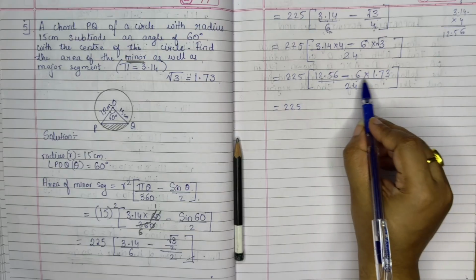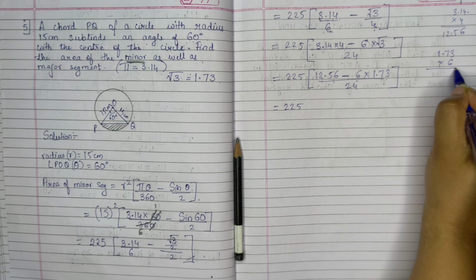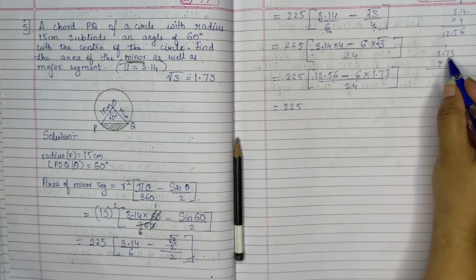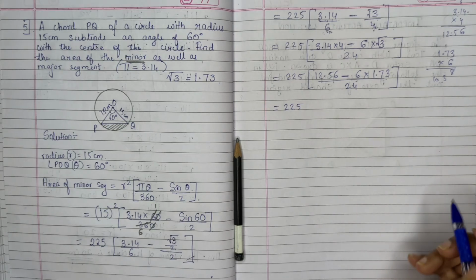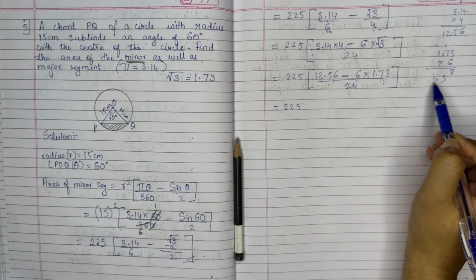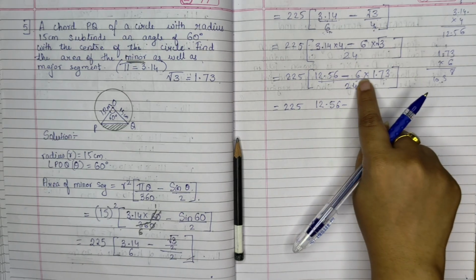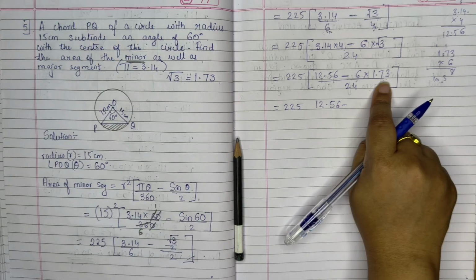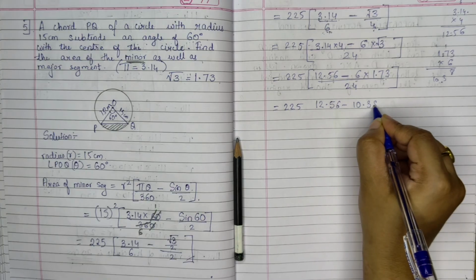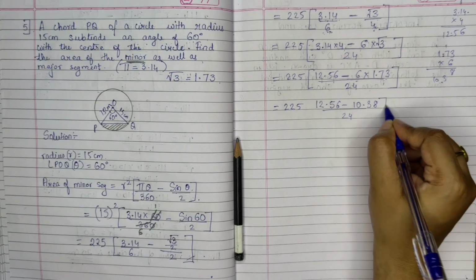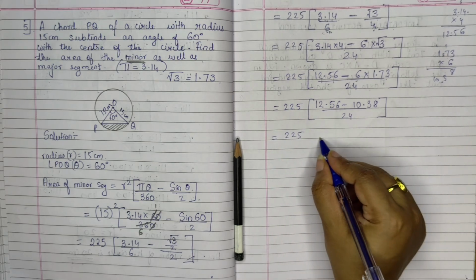Now we will multiply this first, 1.73 multiplied by 6. 6 3s are 18, 6 7s are 42. So you get 10.38. There is a point after 2 digits, so put a point over here, 10.38. So this you write as it is, 12.56. When you multiply 6 by root 3, root 3 was 1.73, you get 10.38, and upon 24 will be as it is. Now see here, 225 will be as it is, 24 also we will keep as it is.